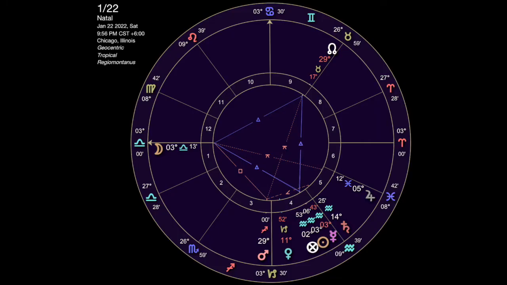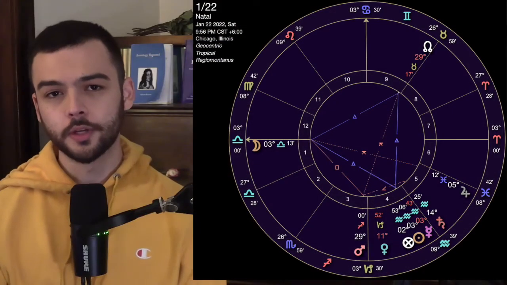Our next election for the week is Saturday, January 22nd at 9:56 p.m. It's a Libra rising ruled by Venus retrograde in the fourth house, and the moon is conjunct the ascendant in Libra, and it's in a trine with the sun. This is a really good chart for learning.